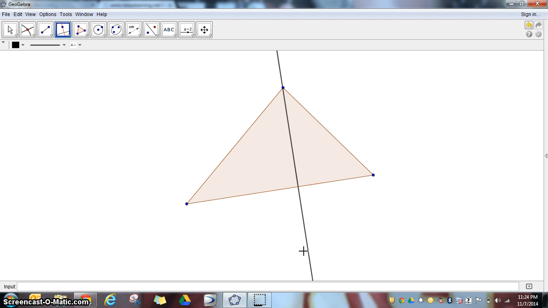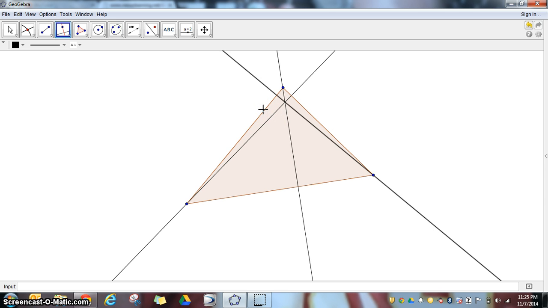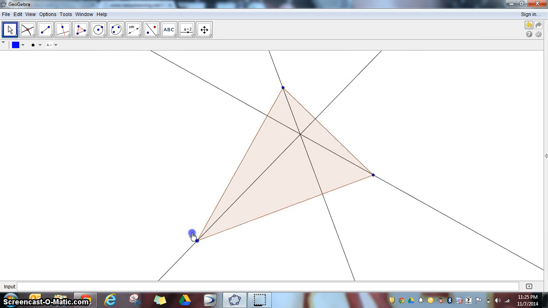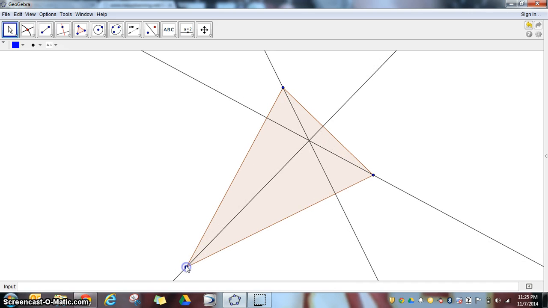We need to do that with each of the sides. So I'm going to keep that perpendicular line tool and I'm going to create through that point a line perpendicular to this line. Through this point a line perpendicular to that line. And there are the altitudes of the triangle. And yet again, they are all concurrent at a point called the fill in the blank. The altitudes are all concurrent at a point called the what?